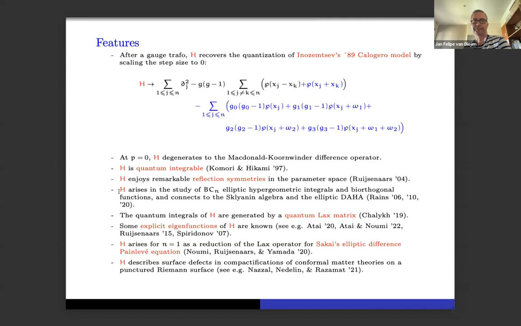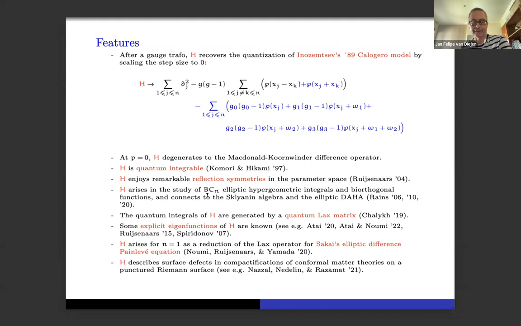Okay, what else? This operator arose later on in various elliptic stories. For instance, in Rains' papers on elliptic hypergeometric integrals and biorthogonal functions associated with the root system BCn, exactly this reduction of the second order difference operator, the four parameter one, plays an important role. And it's also connected to the elliptic Dahlquist algebra that he recently studied. Even though I don't understand everything in those papers, I do recognize some difference operators that I'm used to and quite friendly with.